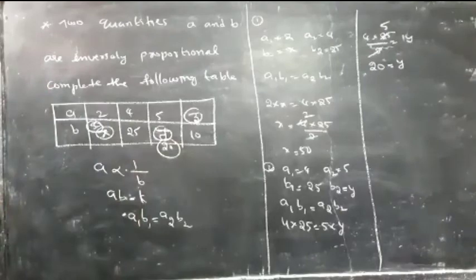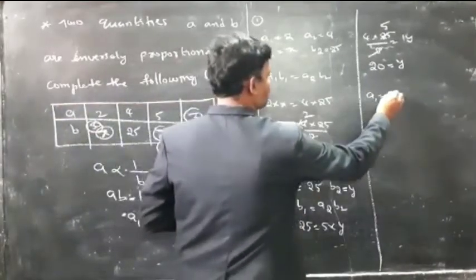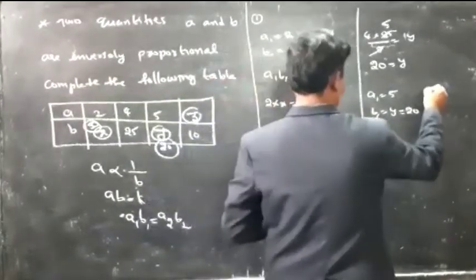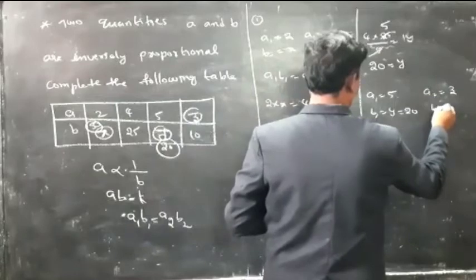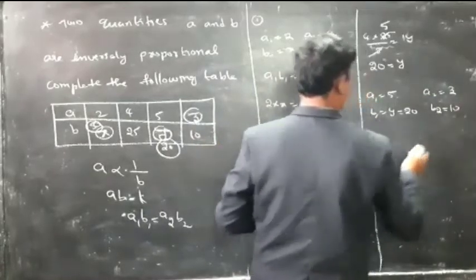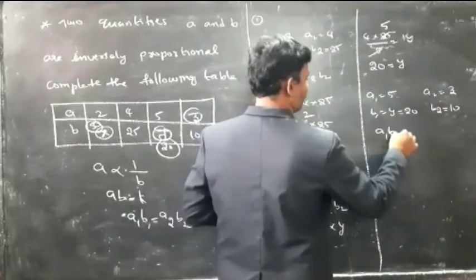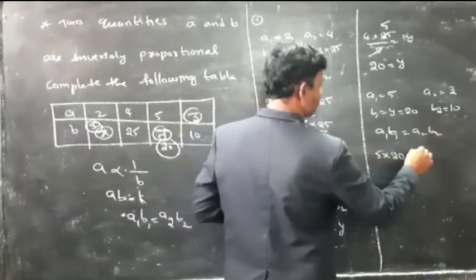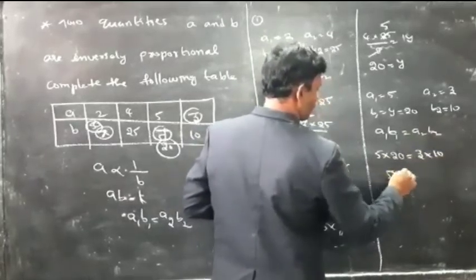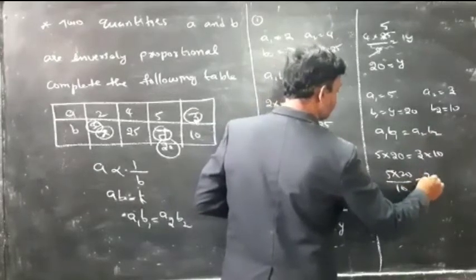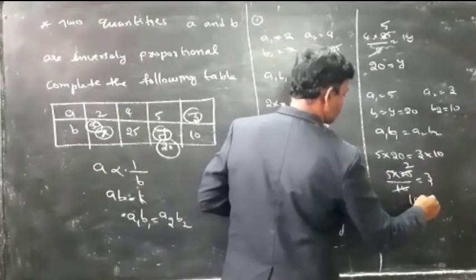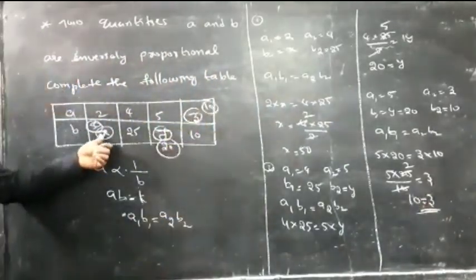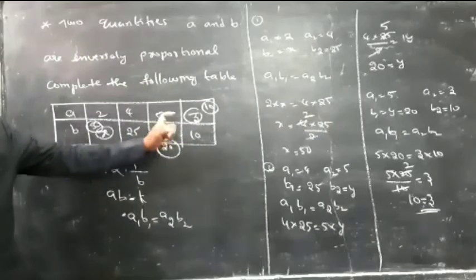Next I need the value of z here. a1 is equal to 5, b1 is equal to y is equal to 20, then a2 is equal to z, b2 is equal to 10. a1 b1 is equal to a2 b2, so 5 into 20 is equal to z into 10. 5 into 20 by 10 is equal to z. 10 ones are 10, 10 tens are 100, so the value of z is 10. So required values x is equal to 50, y is equal to 20 and z is equal to 10.